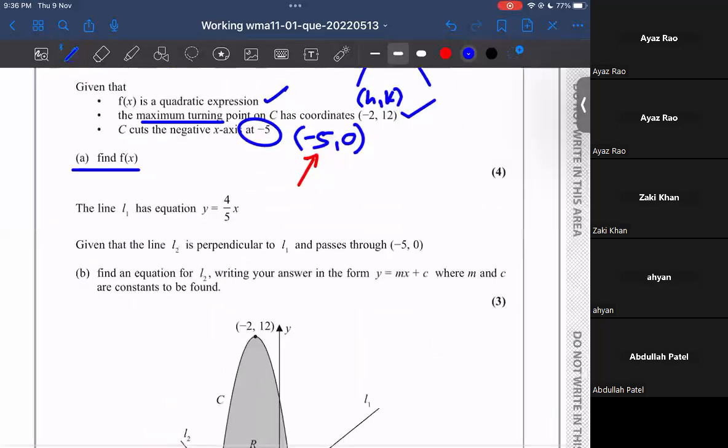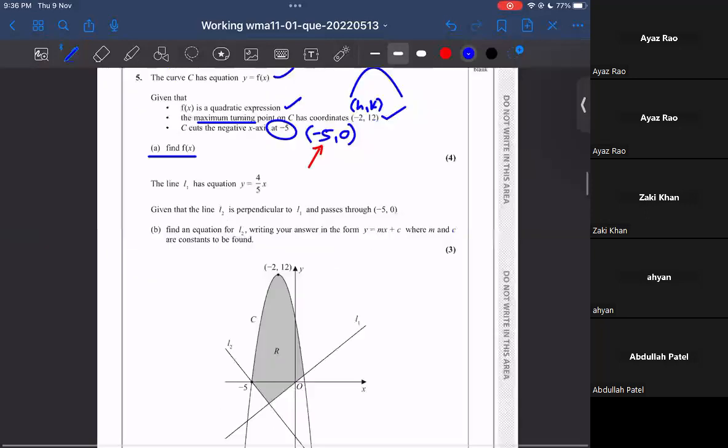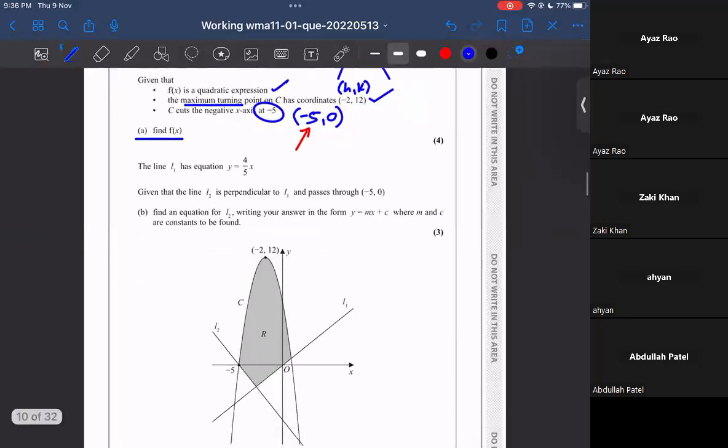Next they are saying the line L1 has the equation y equals minus 4 by 5 x. Now look, they have drawn the curve below and also given a line L1. It is intersecting the curve. This curve is the quadratic curve whose equation we just found. The line intersects this curve. Given line L2 is perpendicular to L1, there is a 90 degree angle between L1 and L2. They are perpendicular to each other.